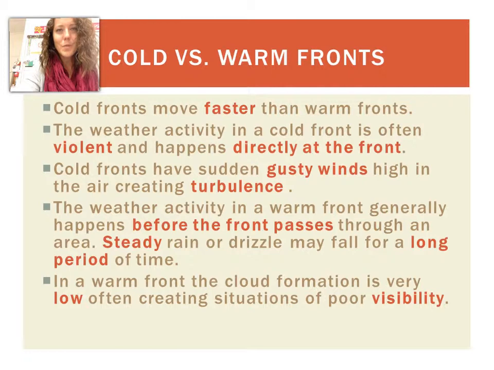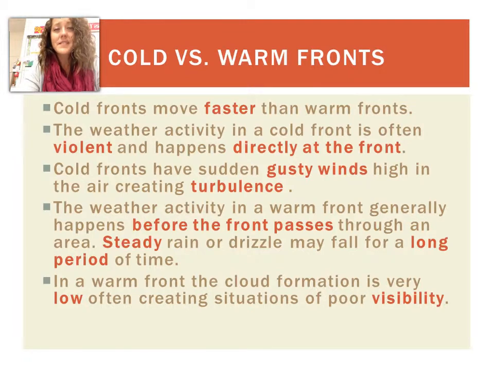So cold fronts and warm fronts do have some similarities and some differences. One thing that you can expect from both of them is some type of precipitation or cloud formation. One thing that's different is that cold fronts do move faster than warm fronts, and so you'll see the storms pass more quickly and clear up. Weather activity in a cold front is often violent. It happens directly at the front instead of lingering the way a warm front does. So you might see more severe thunderstorms.